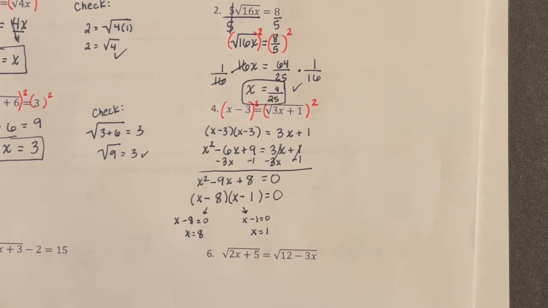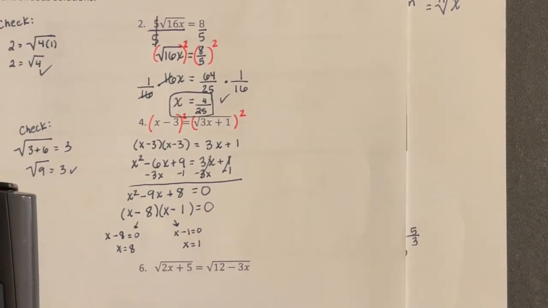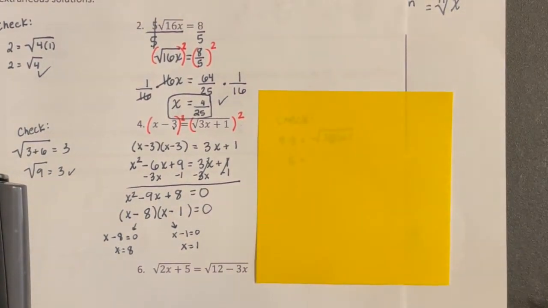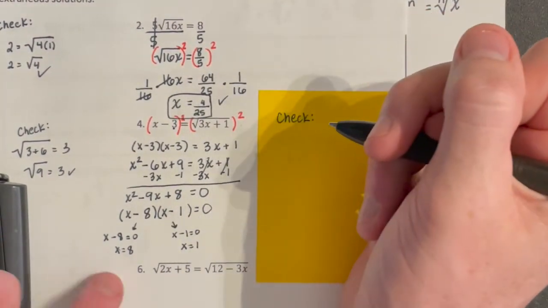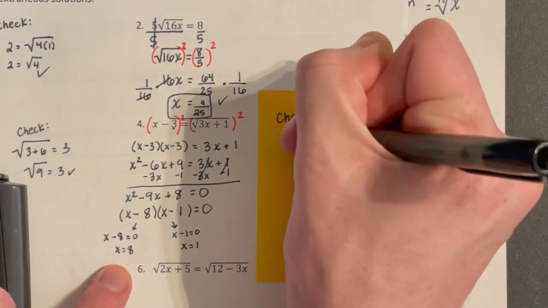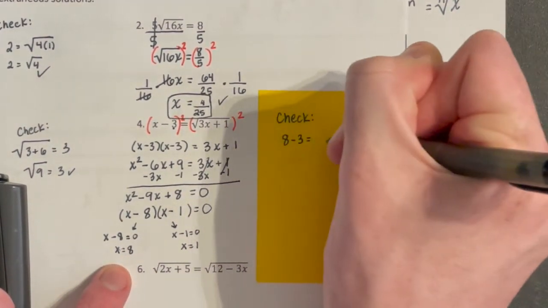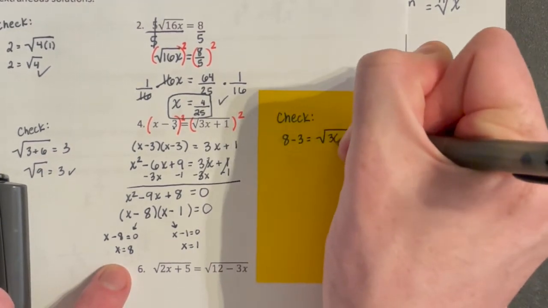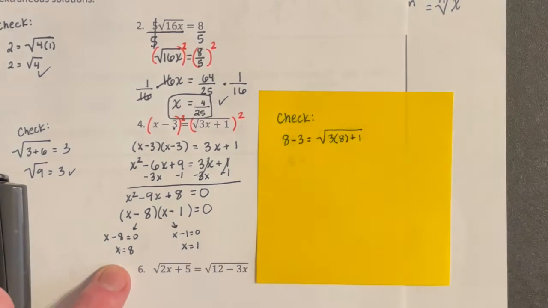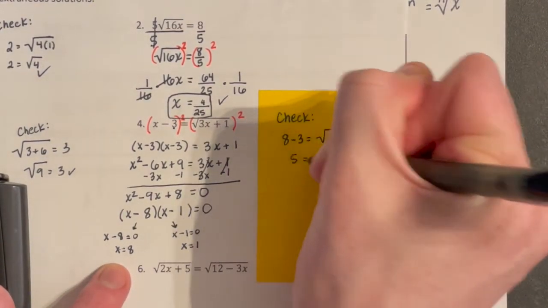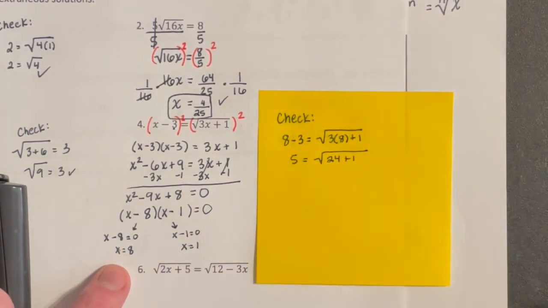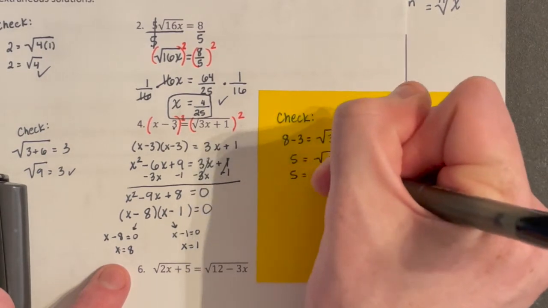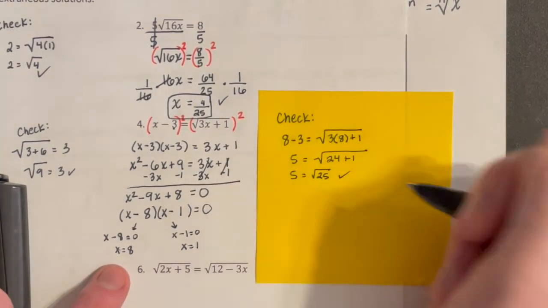We have two solutions. Now it could be the case that both of those solutions work, but it is likely that one of those is extraneous. So now we want to check our solutions. Let's check it, because if we do have an extraneous one, we want to see which one it is. So x equals 8 is one possibility. So that would be 8 minus 3 equals the square root of 3 times 8 plus 1. 8 minus 3 is 5. Square root of 24 plus 1 is 25. And 5 is the square root of 25, so that is correct.